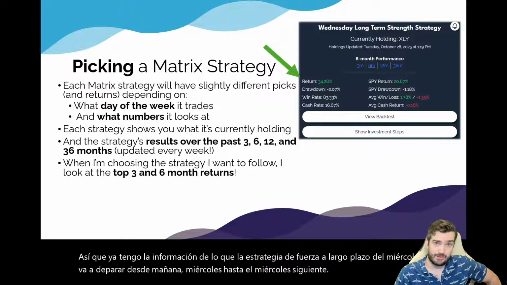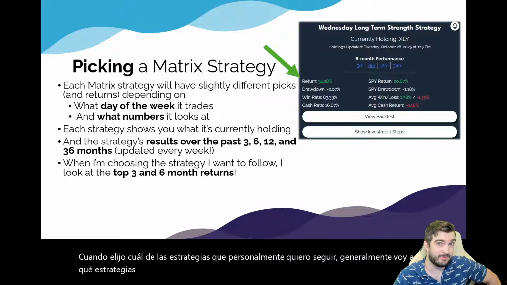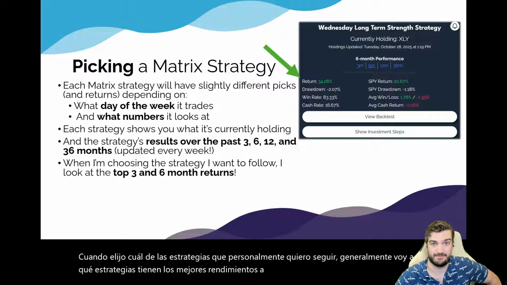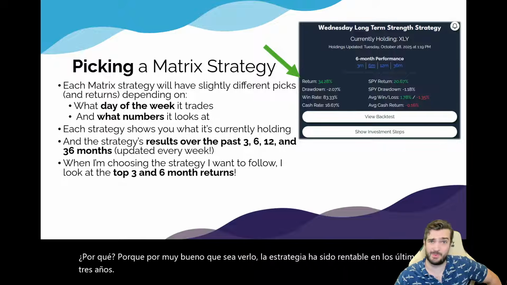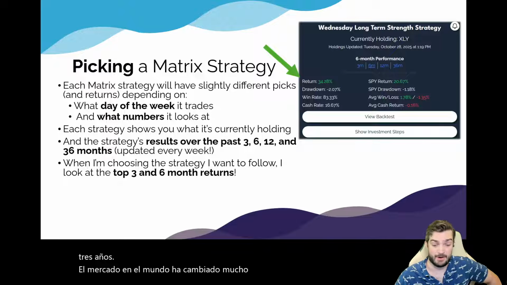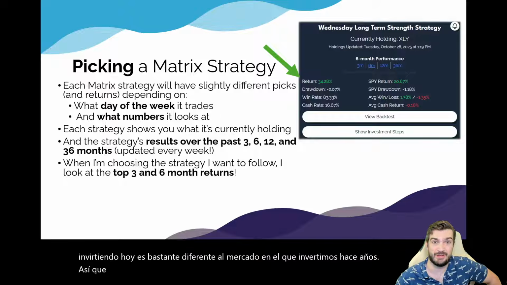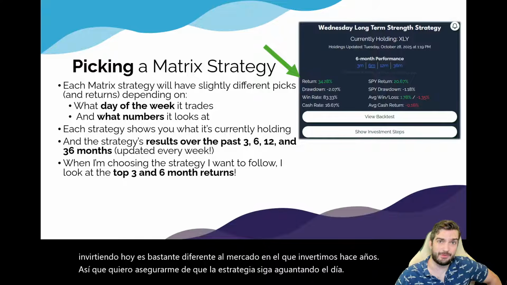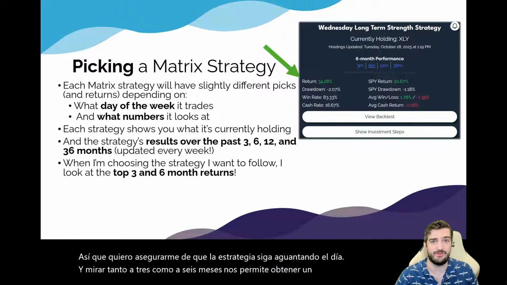When I'm choosing which one of the strategies that I personally want to follow, usually I'm going to look at what strategies have the best 3-month returns and 6-month returns. Why? Because as great as it is to see the strategy's been profitable over the last 3 years, the market and the world has changed a lot in 3 years. And the market that we're investing in today is quite different than the market we were investing in years ago. So I want to make sure the strategy is still holding up today. And looking at both 3 and 6 months lets us get a little bit more consistency of what strategy we might be interested in.